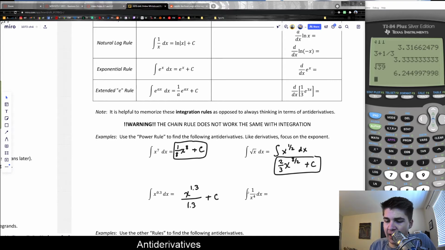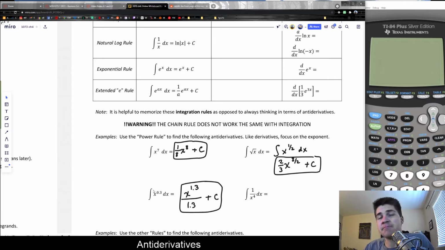And again, as always, don't forget plus c when you're solving an indefinite integral. When there are no numbers on the symbol, we'll talk about what that means pretty soon in class next week, then you don't need plus c. Anyways, more to come on that.